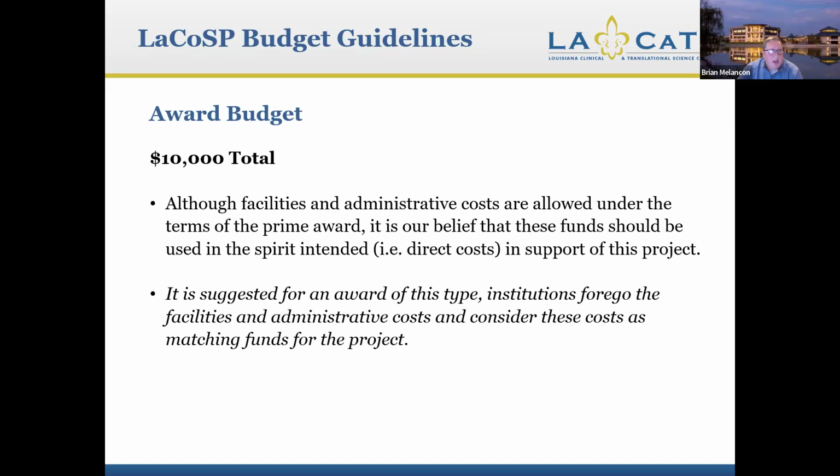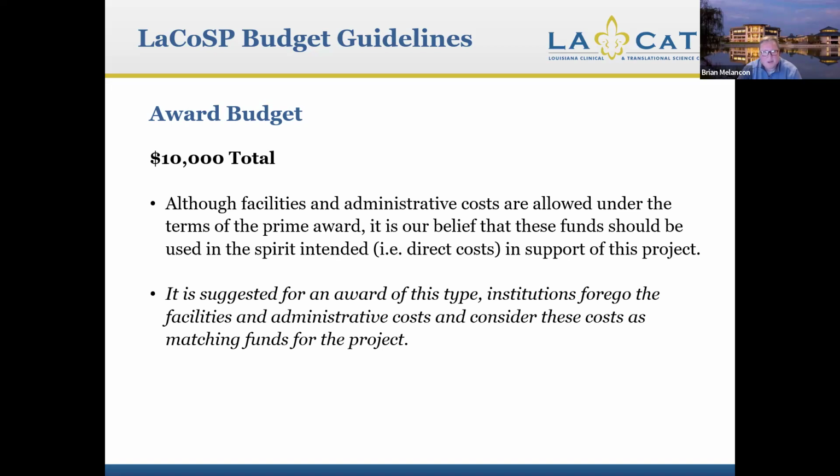So touch a little bit about the Community Scholar Award budget. And currently it is $10,000 total. And so that total is direct and indirect. And the LACATS Center, being with federal funds and working with other institutions, we strongly encourage, it's $10,000 total, so not a large grant. So we encourage our institutions that are applying to forego their indirect costs in lieu of this project, in the spirit of the project.